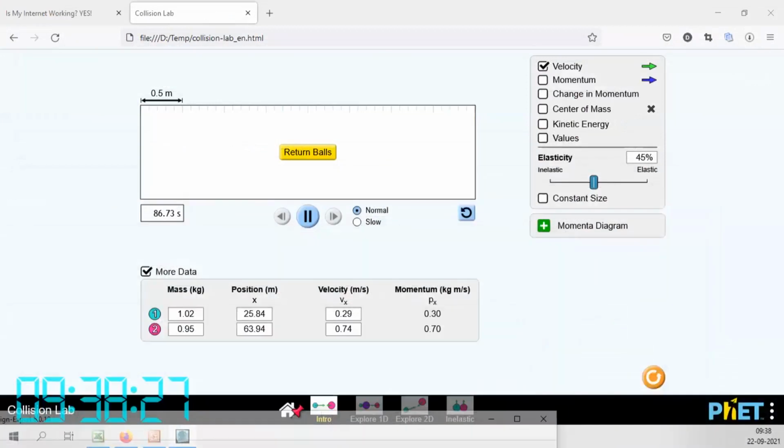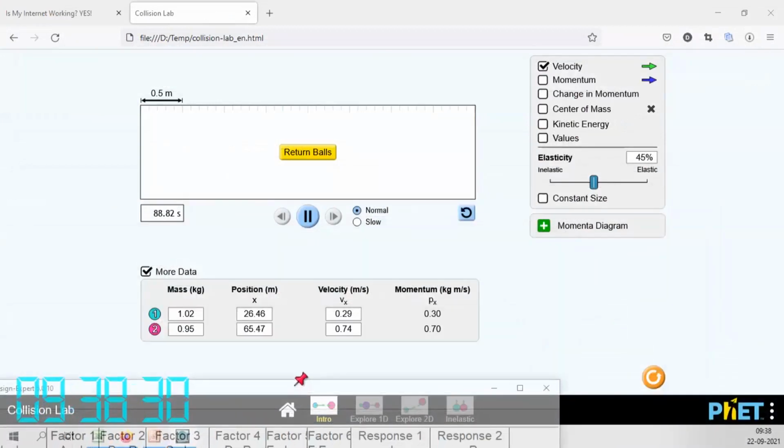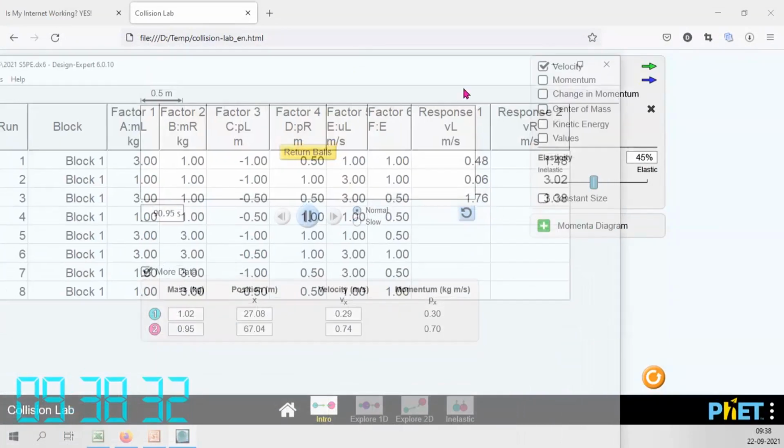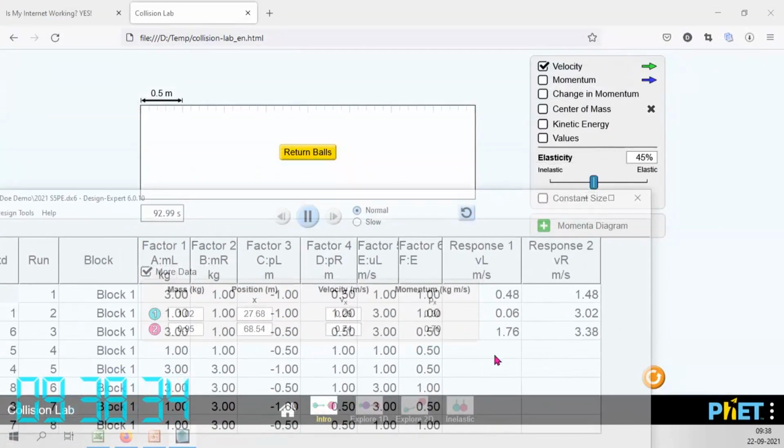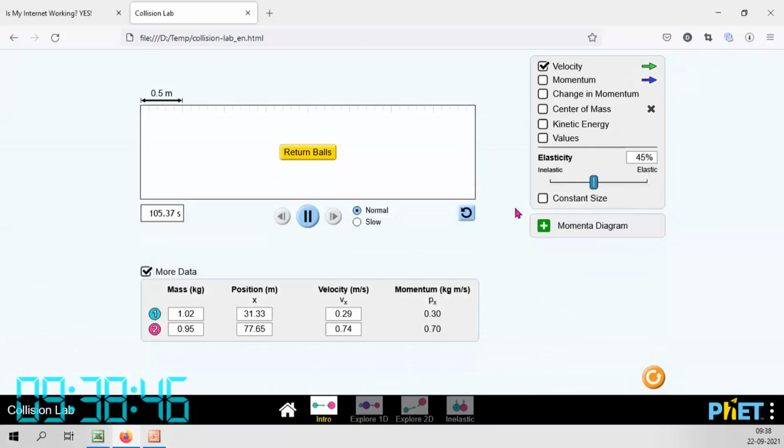Okay, we have to enter this data, that is 1 and 0.29 and 0.74. Okay, close this.